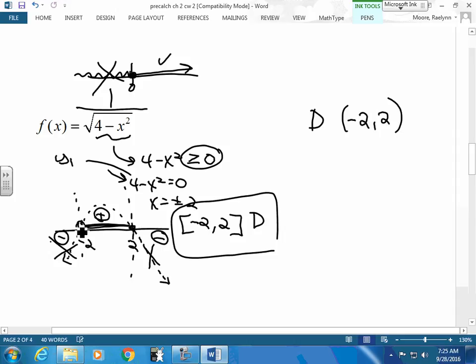The only thing is, these will be open circles. So now I have a soft bracket. I can't use negative 2 or positive 2.